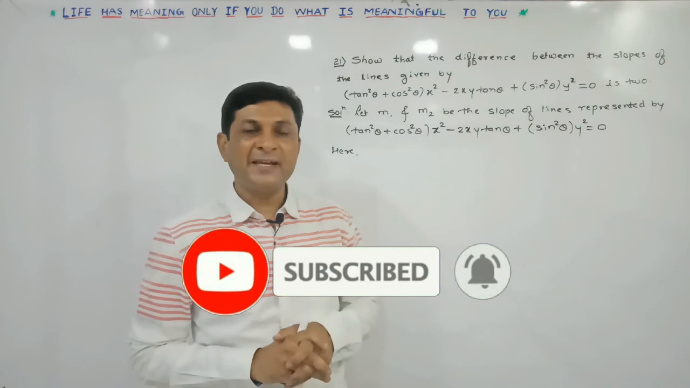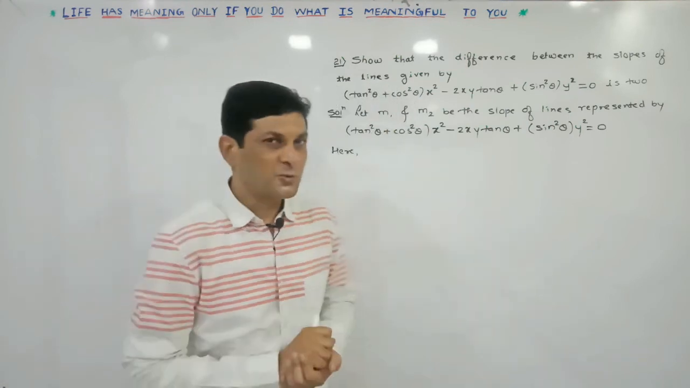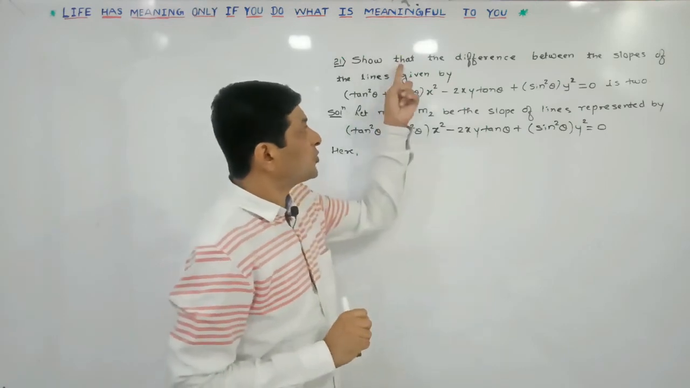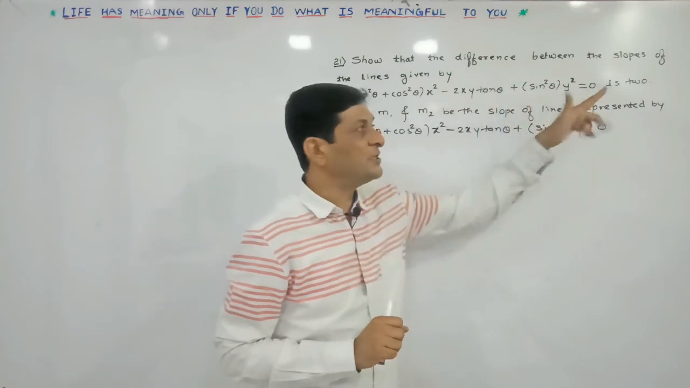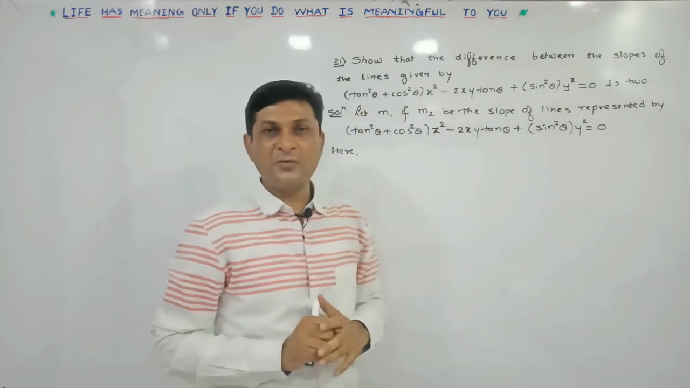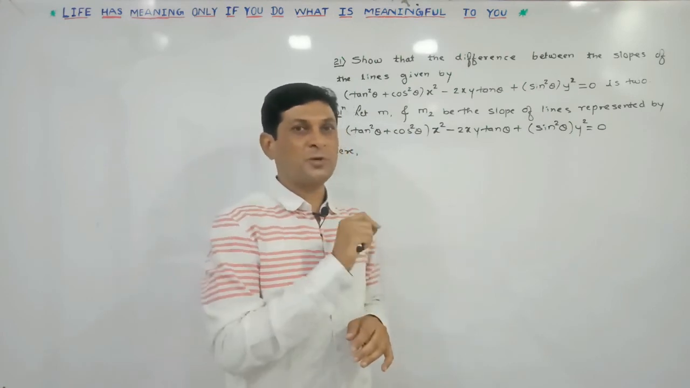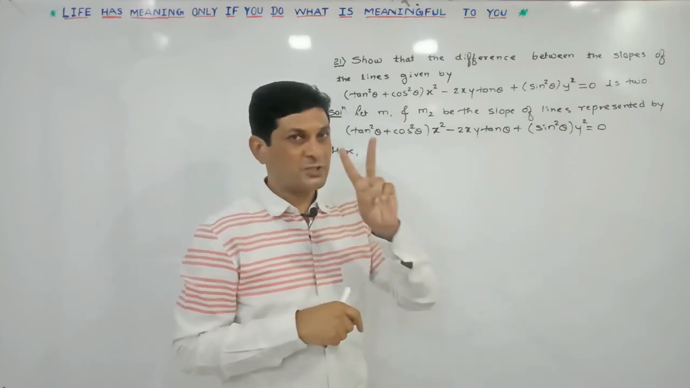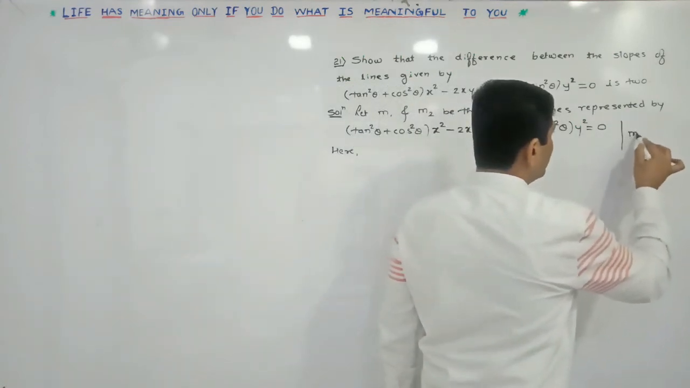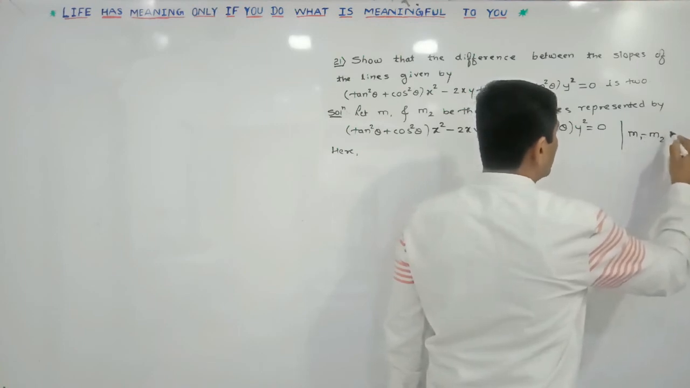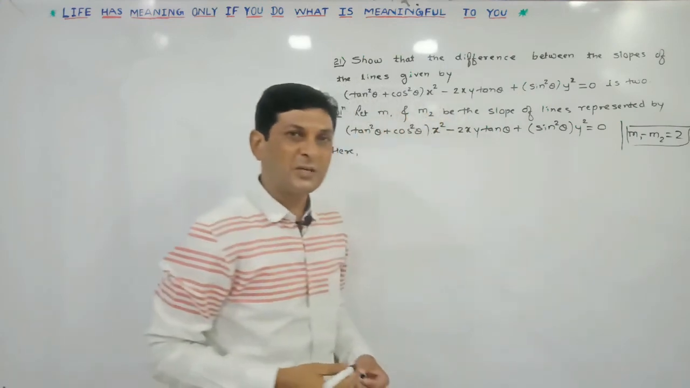So today we are starting example number 21 from this miscellaneous exercise. Let us try to solve this example. Here we have to show that the difference between the slopes of the lines represented by this homogeneous equation is 2. So one homogeneous equation is given to us, and if we denote the slopes by m1 and m2, we have to show that m1 minus m2 will be equal to 2. This is our required result. The difference between the slopes is equal to 2.